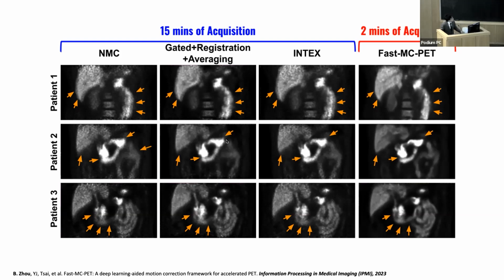And for the second patient, this patient only involved respiratory motion. So you can see we actually have a better resolution recovery in the pancreas region here. This tracer is actually developed specifically for pancreas screening. And for the third patient, we can also see it actually has better bowel motion correction, which is probably one of the most challenging motions to correct in PET imaging.